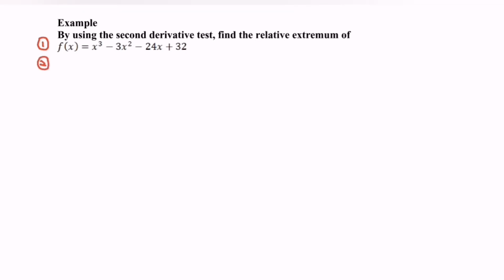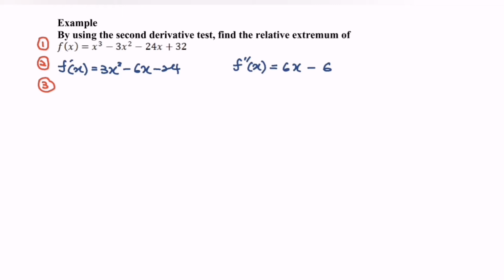So here we have the first derivative, 3x squared minus 6x minus 24. For the second derivative, kindly refer to the first derivative and differentiate for the second time. So we will have 6x minus 6. Step number 3, find the critical numbers or the critical points.